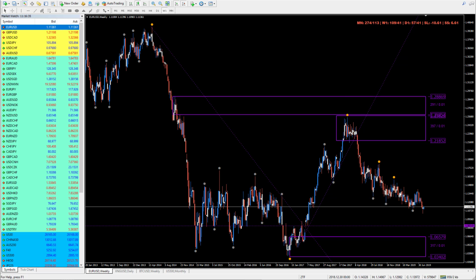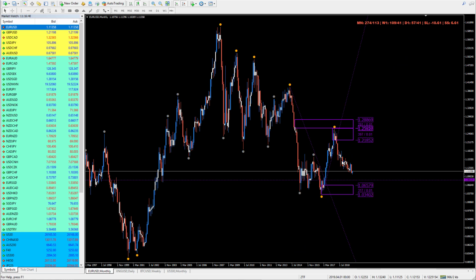It looks like we're trying to... it's tough to call on the weekly, but you can see that we're wriggling lower. And so when I see this, there's absolutely no supply up here until we get up here, and there's no buying until we get down here.